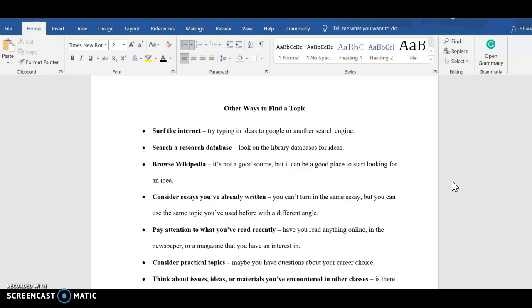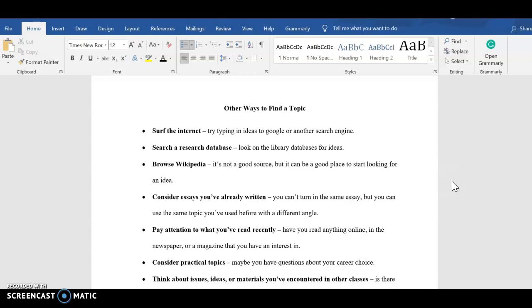You can also browse Wikipedia, and I emphasize browse. It's not a good source, and you can never use Wikipedia as a source in this class, but it can be a good place to start looking for an idea.